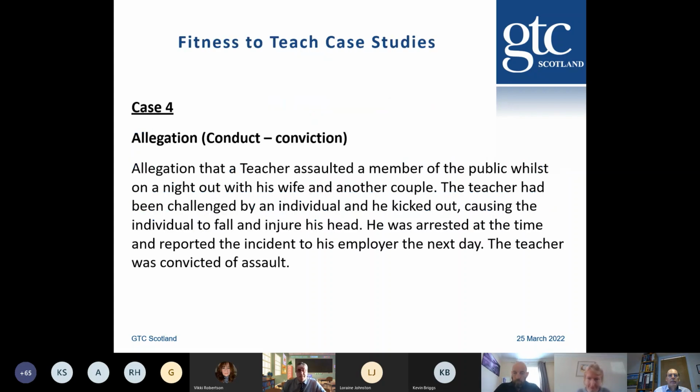Next one, and this is the final one. So the allegation here again is to do with a conviction. The allegation is that a teacher assaulted a member of the public whilst on a night out with his wife and another couple. The teacher had been challenged by an individual and he kicked out, causing the individual to fall and injure his head. He was arrested at the time and reported the incident to his employer the next day. The teacher was convicted of assault.